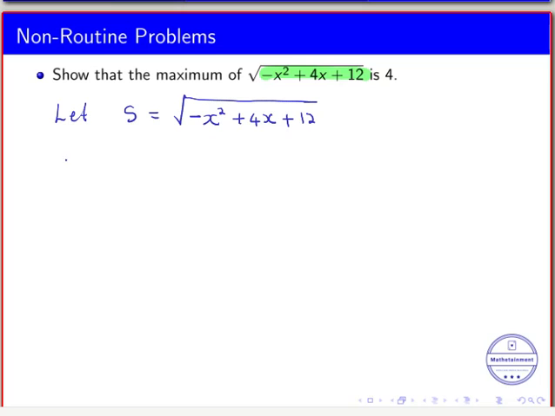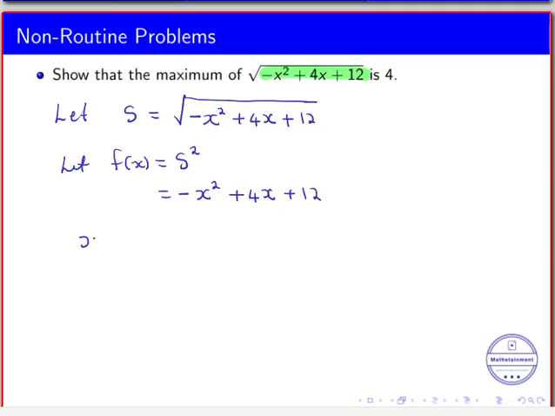Now, so that you will be able to work without the square root, let f at x be equal to s squared. If you let f at x be equal to s squared, then it means that f at x will just be negative x squared plus 4x plus 12 without the square root now. Then you can work with this. From this, try and find the coordinates of the turning point. The y value of the coordinates of the turning point would be your maximum.